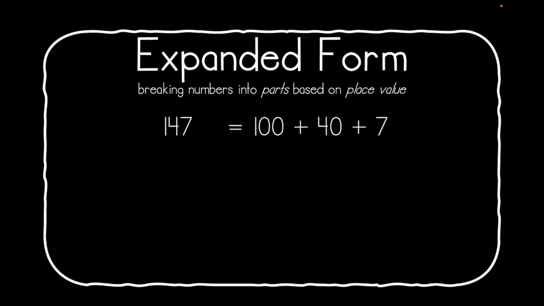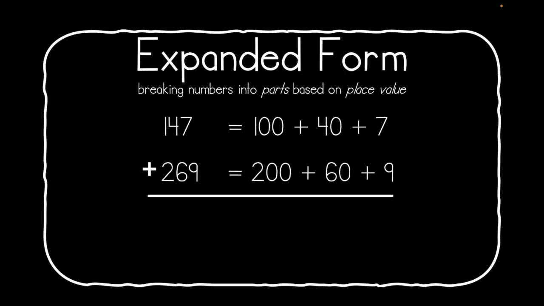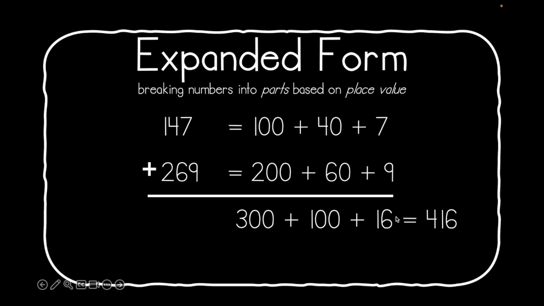So we've got 147 and we're going to expand it into place value. 269, expand it. All right, and now let's put these expanded parts together. So 100 plus 200 is 300. 40 plus 60 is 100. 7 plus 9 is 16. So now I have these parts that I can put together to find the whole answer. So 416 is the sum. That is the answer to this problem over here.